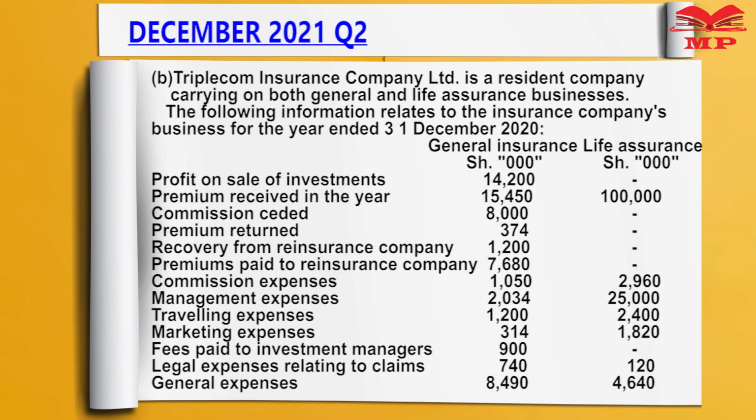So we have two columns, that is general insurance and life assurance. So we have these items for each of those businesses. We have profit on sale of investments.